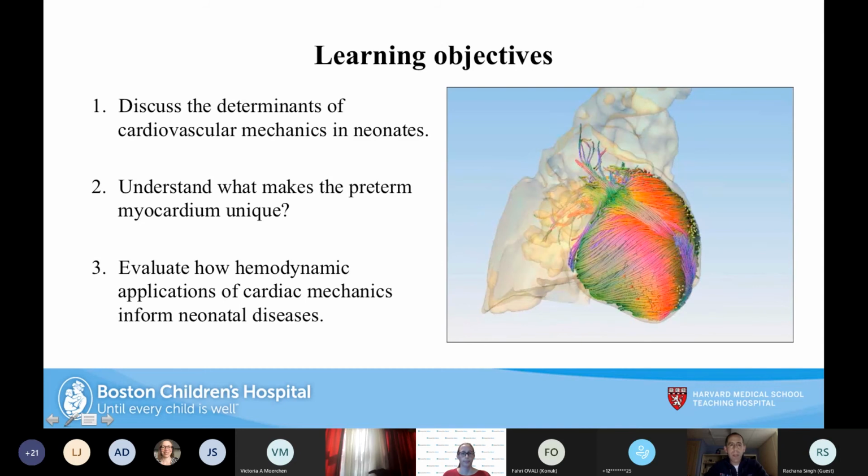We will discuss the determinants of cardiovascular mechanics in neonates, so give kind of a basic overview. We're going to try and understand what makes the preterm myocardium unique. And then I'll finish off by evaluating how novel hemodynamic applications of cardiac mechanics can inform neonatal diseases.